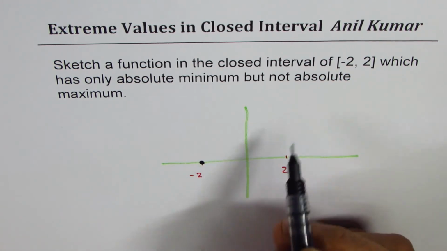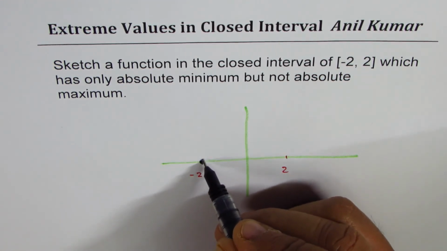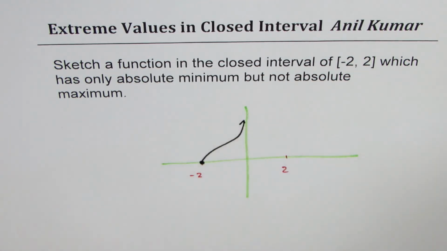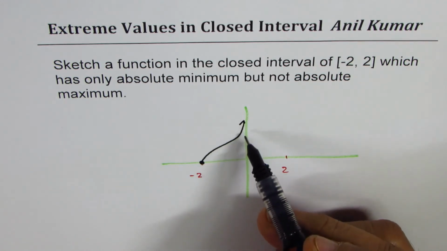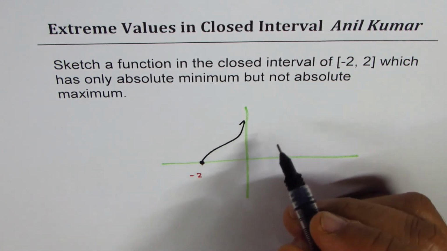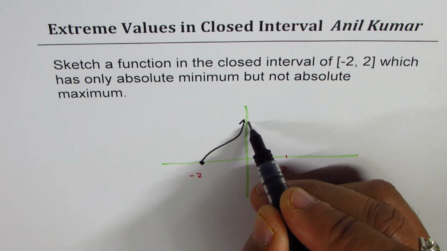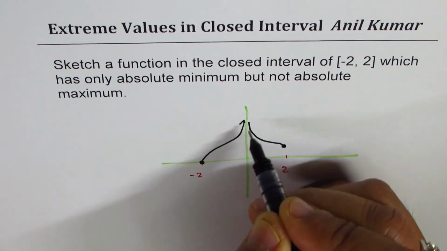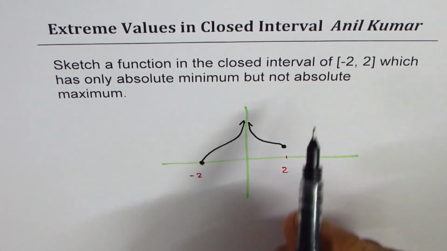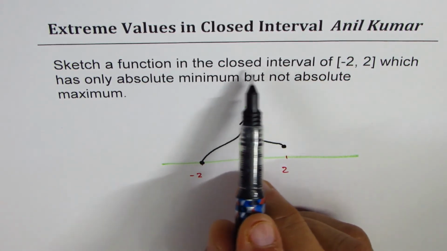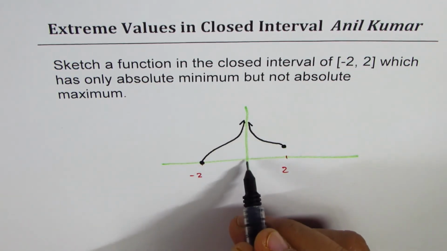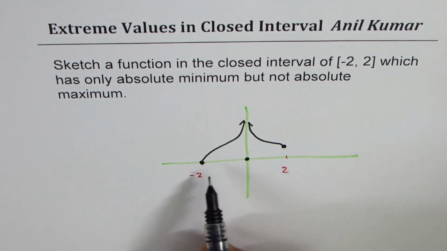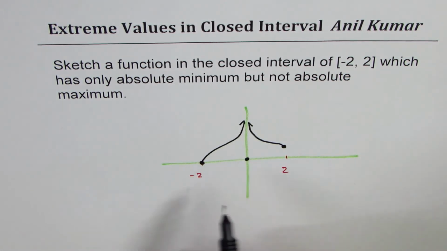We can have absolute minimum kind of like this, and let's say the function is kind of like this. So it's like asymptotic here. So the absolute maximum is not there since it is asymptotic, right? And we can say this kind of like stops here. Since we are looking into a function which is defined in this closed interval, we can give a value. Let's say 0 at 0.